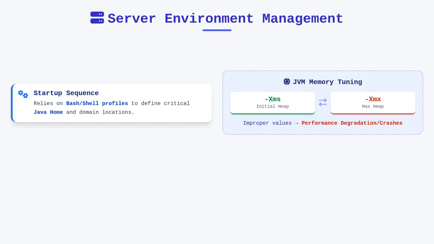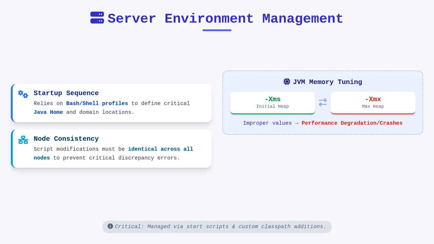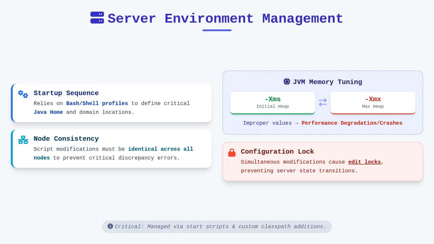These parameters are often passed as arguments within the managed server's start scripts or via custom class path additions that incorporate third-party libraries needed by your applications. If you modify these scripts, you must ensure that the shell environment remains consistent across all nodes to avoid discrepancy errors. Configuration lock conflicts often arise when multiple administrators attempt to modify the domain structure simultaneously, preventing the server from transitioning states while the edit lock is held.